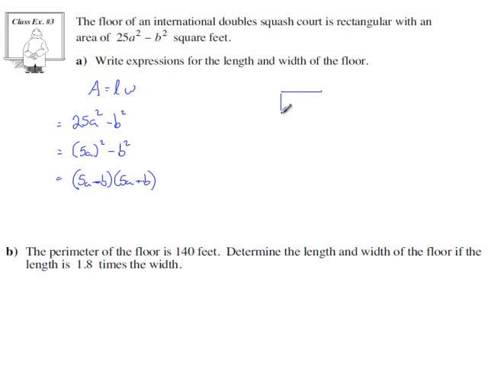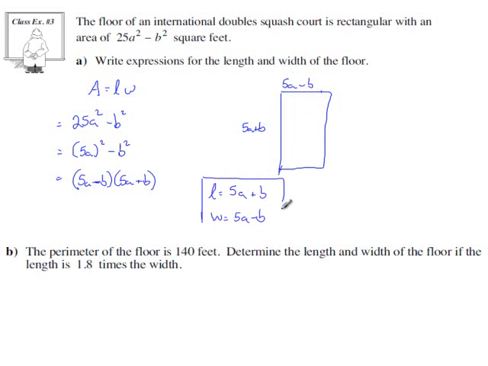And if you're assuming that a and b are positive numbers, the length is going to be the longer term, or the bigger term, so 5a plus b, and the width will be the shorter one, so 5a minus b. So your expressions for length and width are length equals 5a plus b, and width equals 5a minus b. There's your answer for that part.